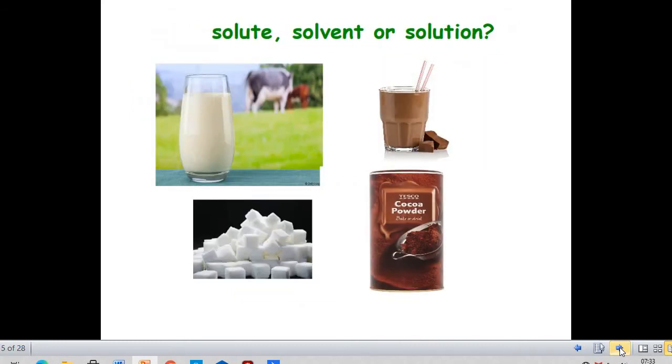Another 4 pictures now. You've got milk, you've got chocolate milkshake, you've got cocoa powder and you've got sugar. Which is the solute, the solvent or the solution? Now you might have 2 of one of these now, and I'll give you a clue. You've got 2 solutes there.